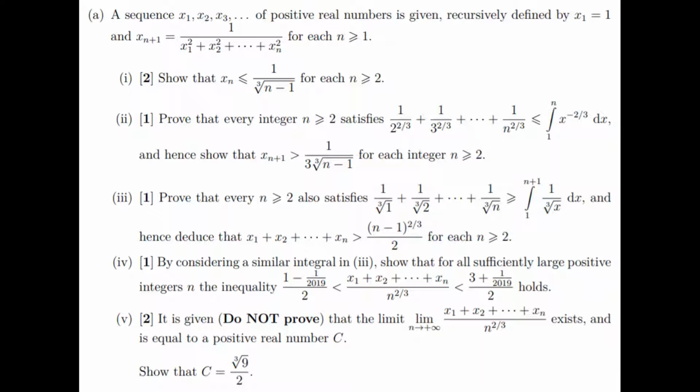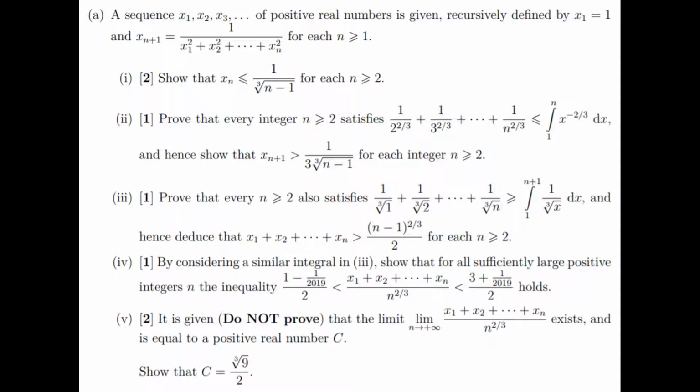As I mentioned in some of my earlier videos, I've really hit a wall here. I've thought about this question for a long time, tried to use all my knowledge of limits to get to this result, but I just can't. So just in terms of what is the question, we're told, so we don't have to prove, we're told that the limit as n goes to infinity of (x1 + x2 + all the way up to xn) divided by n^(2/3) exists, and we're told that it's a positive real number c. We're then asked to show that c is equal to the cube root of 9/2.